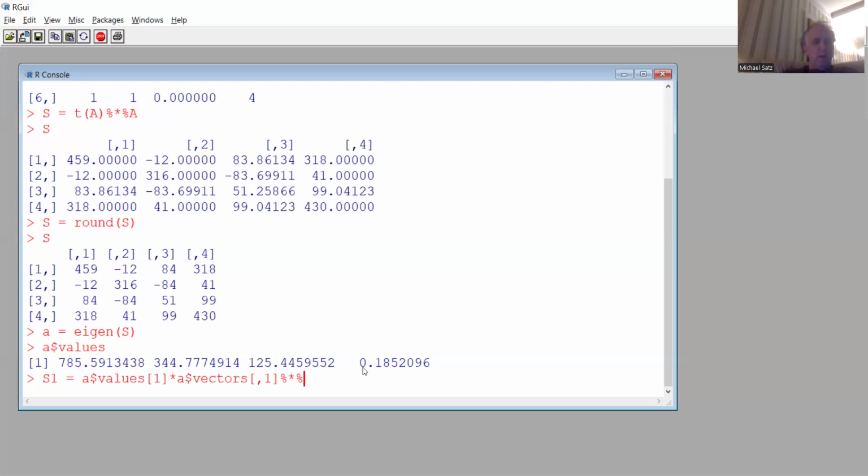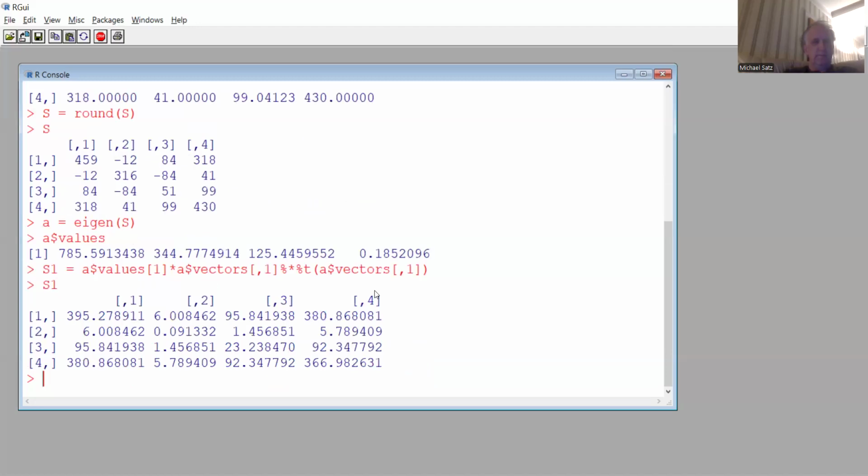By the way, if this is not easy to see, you could name these lambda 1, Q1. This is Q1 here and Q2. Maybe I'll do that when we do the next one. Then the next one would be A$vectors, but transposed, so transpose A$vectors, first one again. Does it look right? Lambda 1, Q1, Q1T looks right.